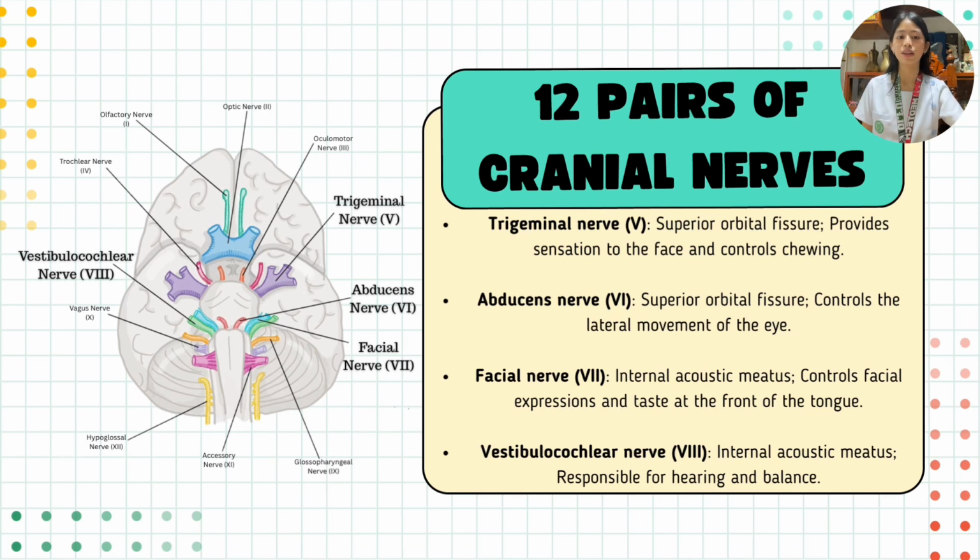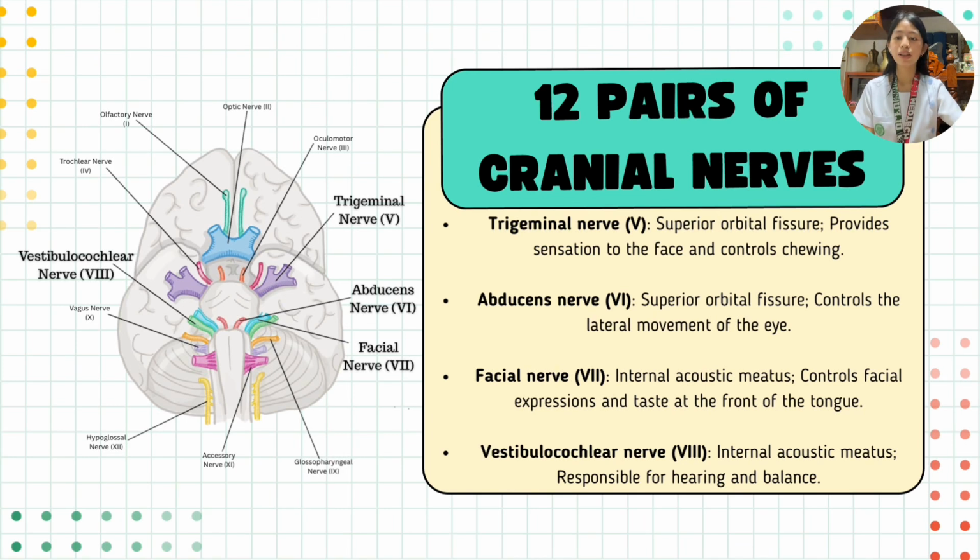Seventh is the facial nerve. It is located in the internal acoustic meatus and controls facial expressions and taste at the front of the tongue. Eighth, we have the vestibulocochlear nerve. It is also located in the internal acoustic meatus and responsible for hearing and balance.